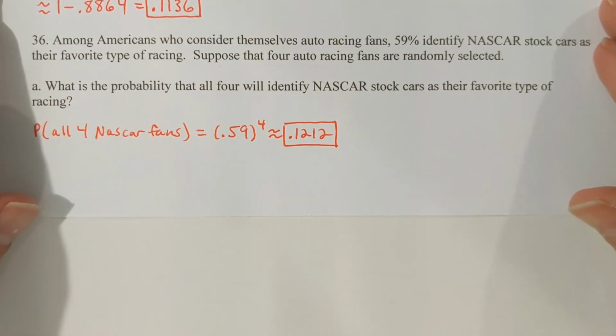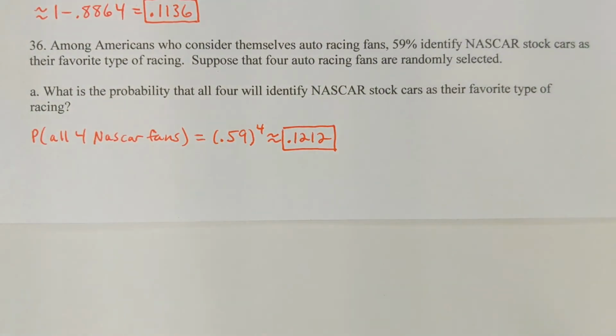Okay, problem 36 is another one. Among Americans who consider themselves auto racing fans, 59% identify NASCAR stock cars as their favorite type of racing. Suppose that 4 auto racing fans are randomly selected. Part A, what is the probability that all 4 will identify NASCAR stock cars as their favorite type of racing?